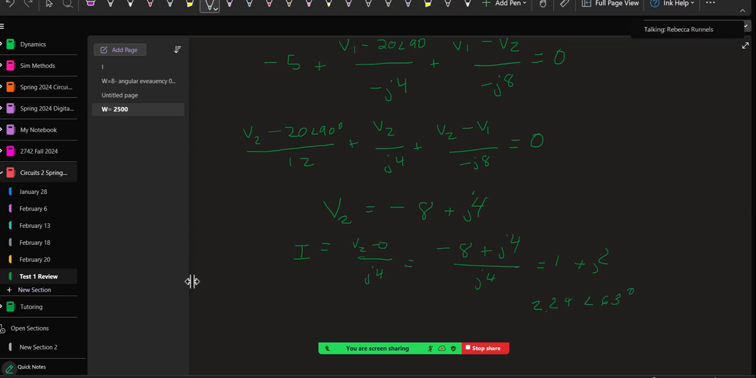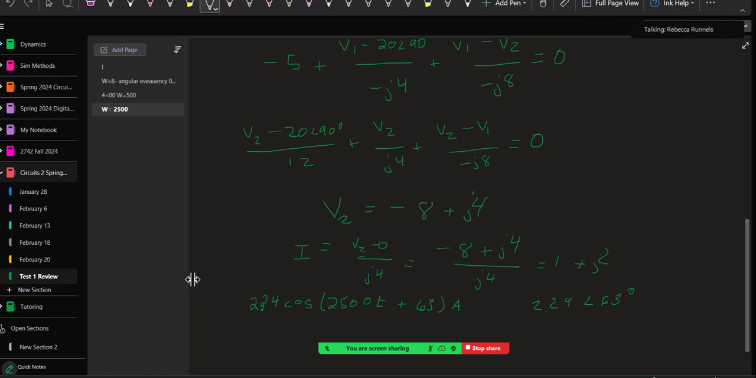And then if you needed to write it in the time domain, which is what the directions actually say to do, that would give you 2.24 cosine, and then our frequency, our omega was 2500 t plus 63 degrees amps.